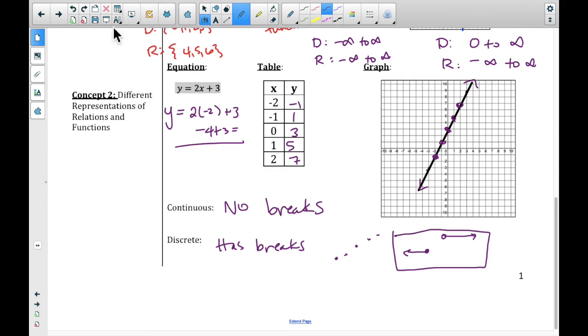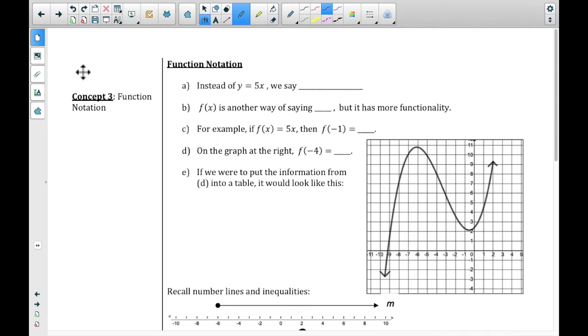All right, let's turn the page. When we talk about function notation, typically what we use is an f of x. And so instead of saying y equals 5x, we could just say f of x is equal to 5x. F of x and y are really the same thing. They're just 2 ways of saying the same thing. So f of x is another way of saying y, but it has more functionality. What do I mean by functionality? Well, by functionality, I mean we can plug stuff in.